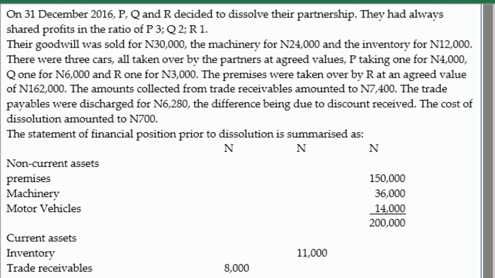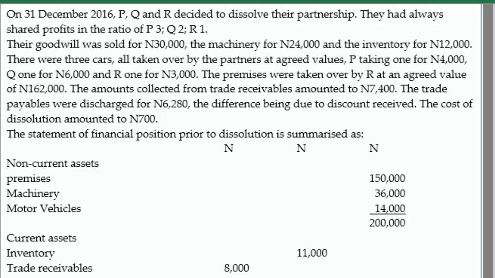On 31st December 2016, P, Q, and R decided to dissolve their partnership. They had always shared profits in the ratio of P3, Q2, R1. That's ratio 3:2:1 to PQR respectively. Their goodwill was sold for 30,000, the machinery for 24,000, and the inventory for 12,000.